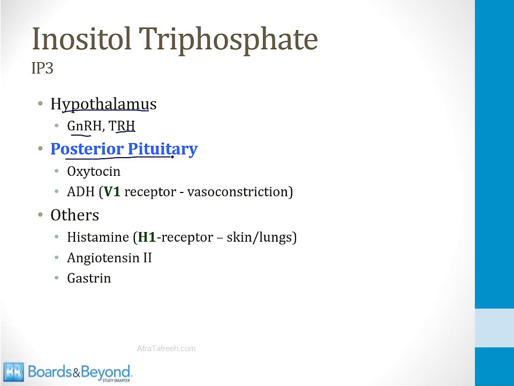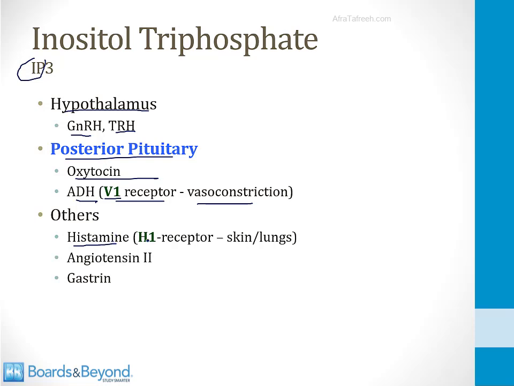The posterior pituitary hormones oxytocin and ADH use an IP3 system. Only the V1 receptor for ADH, which leads to vasoconstriction, uses an IP3 system. The other receptor, V2, uses cyclic AMP. And an easy way to remember this is that IP3, the first letter is like a 1, and therefore the V1 receptor has an IP3 system.